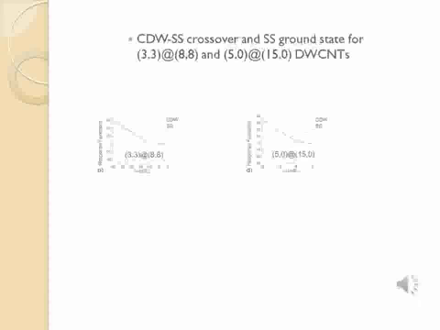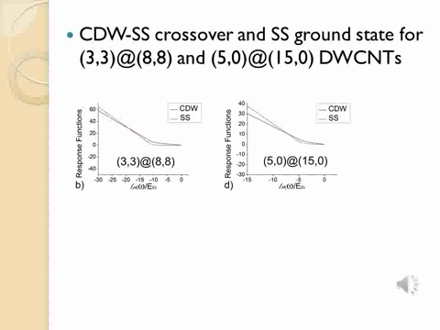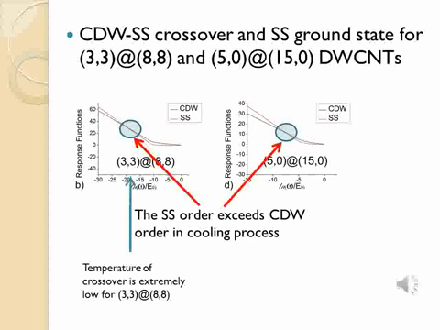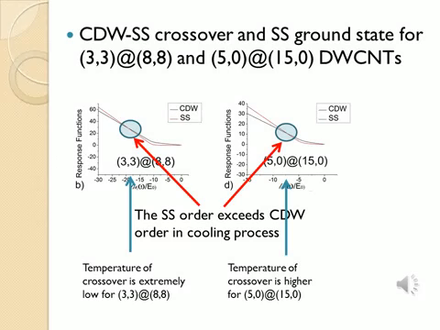When inner tubes are embedded in DW-CNTs, the results are quite different. In both systems, singlet superconductivity order exceeds charge density wave order in the cooling process, and this indicates that at zero temperature, the ground state is superconducting. The crossover temperature of the (3,8) DW-CNT is extremely low, while for (5,15), it is relatively higher. This may be attributed to the difference in the electron-phonon coupling strength of the two systems.